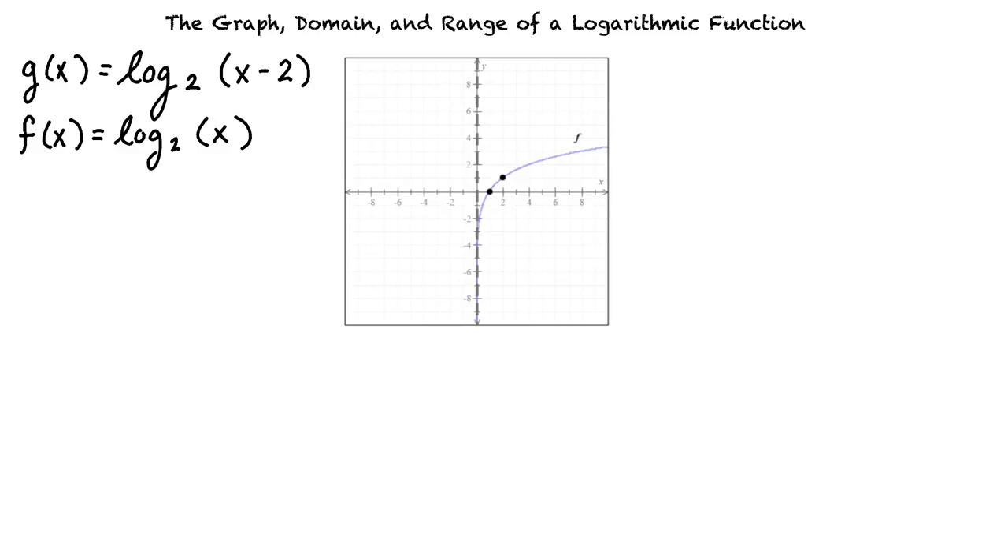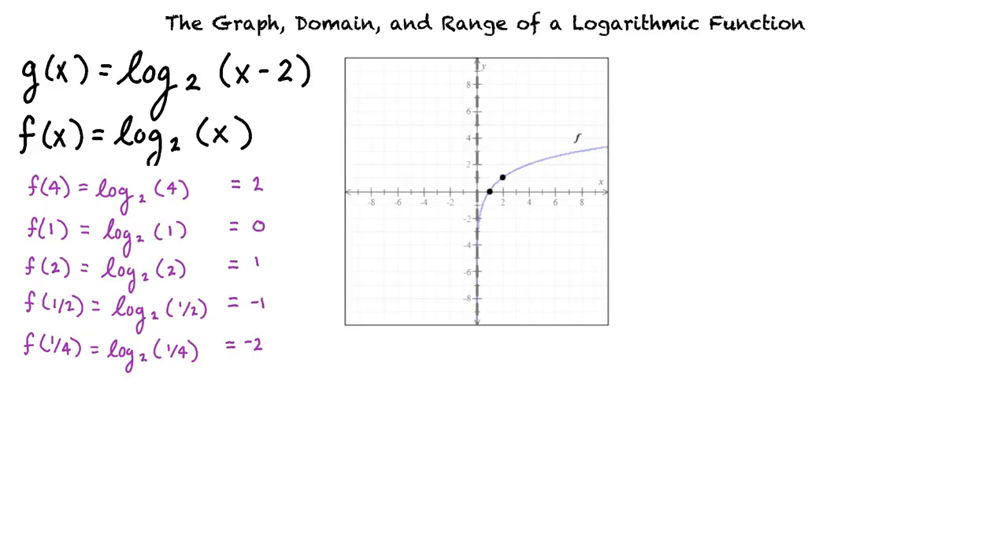We can find this out by plugging in 4, 1, 2, 1/2, and 1/4 for x in the function f of x and getting the outputs of 2, 0, 1, negative 1, and negative 2. This tells us that the graph of f of x passes through the points (4, 2), (1, 0), (2, 1), (1/2, negative 1), and (1/4, negative 2). For more practice finding the values of and graphing logarithmic functions, you can review the topic Graphing a Logarithmic Function, Basic.